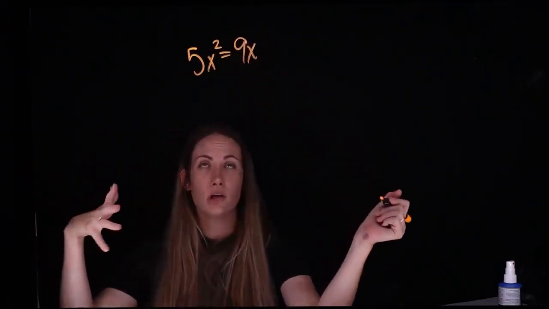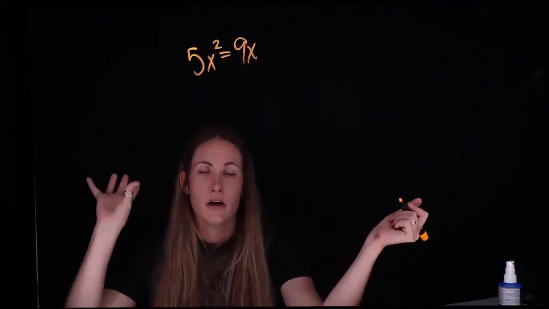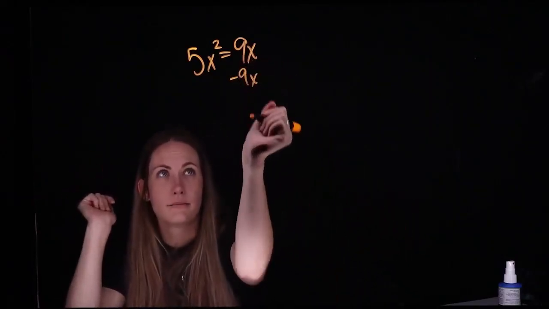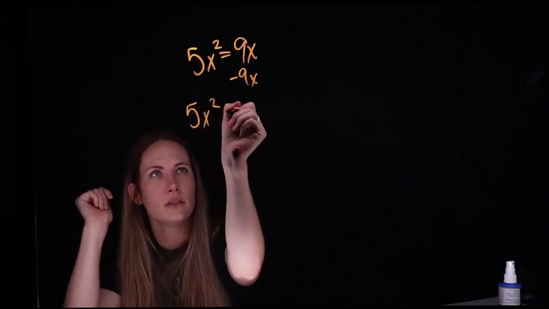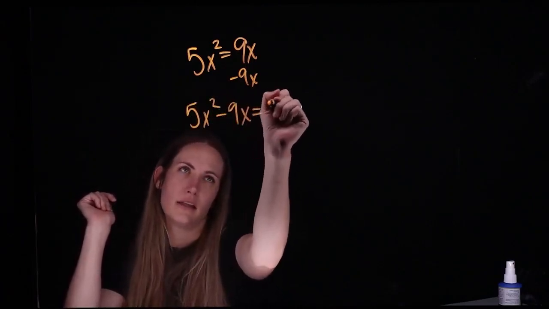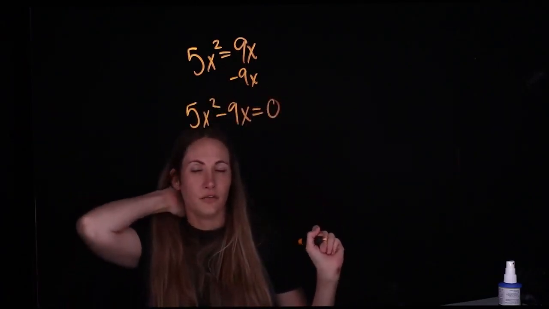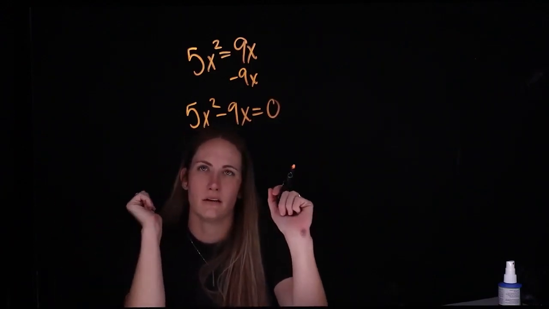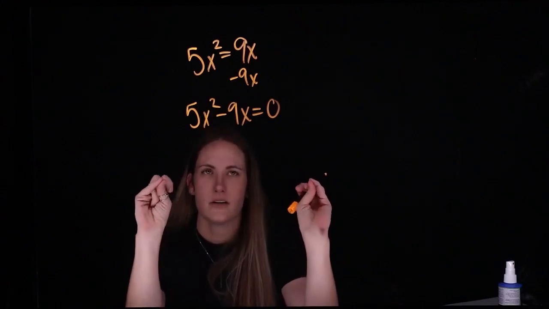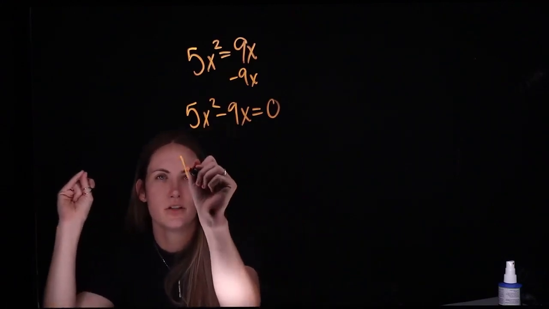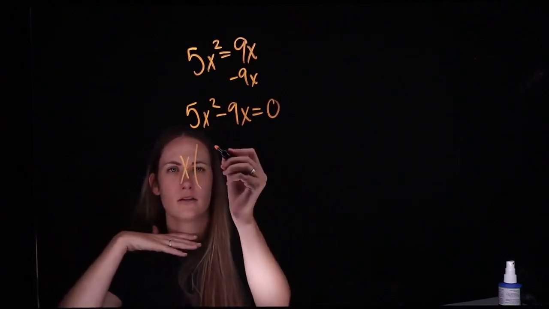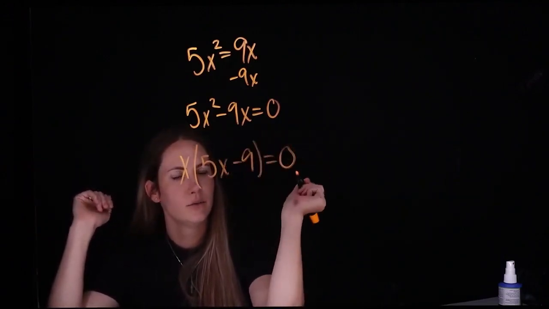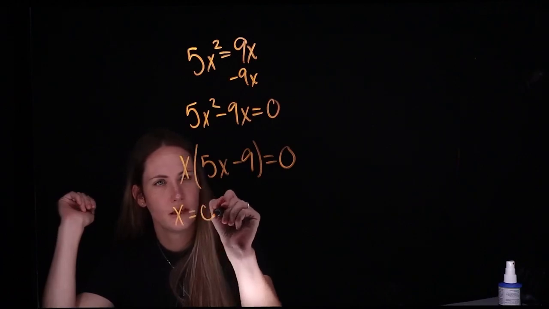The first thing you have to do, regardless of if you are using the quadratic formula, factoring, however you want to solve this, would be to subtract 9x to get everything on one side so that the equation's equal to 0. Now, if you went ahead and did your quadratic formula, you'd have your a is 5 and your b is negative 9. But since there's not a c on this problem, I think it's easier to just factor out an x. So you're going to have x times 5x subtract 9 equals 0, and then set these both equal to 0.